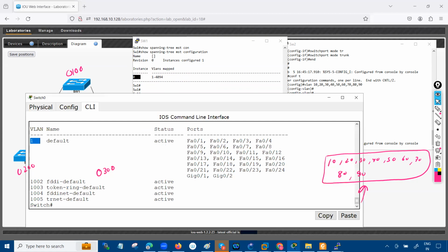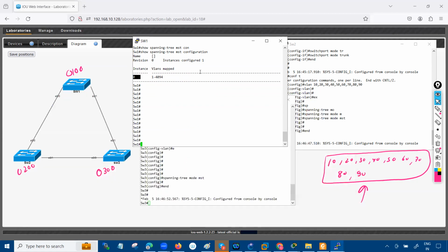Same thing in the MST protocol. Once you configure the MST protocol, once you define spanning tree mode MST, by default the switches will create one instance. That instance is instance 0. And by default, all the VLANs are mapped to this particular instance. It means CST protocol. I can save a huge number of resources now, a huge amount of CPU.